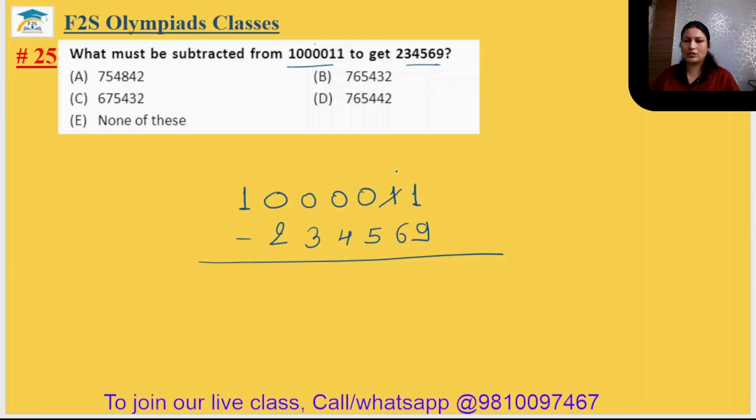So it will be 0 and it became 11. 11 minus 9, 2. Now this will become 0. Everything here will become 9 and this will become 10. 10 minus 6, 4. 9 minus 5, 4. 9 minus 4, 5. 9 minus 3, 6. 9 minus 2, 7. The answer should be 76,5442. So where is the answer? It is in option D. So the 25th answer will be D.